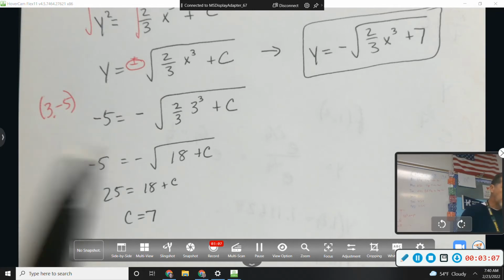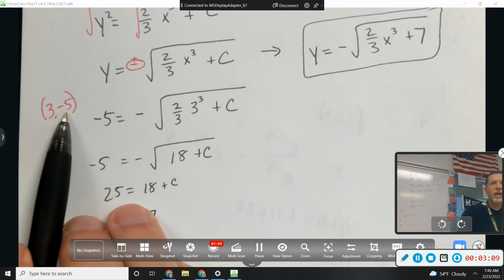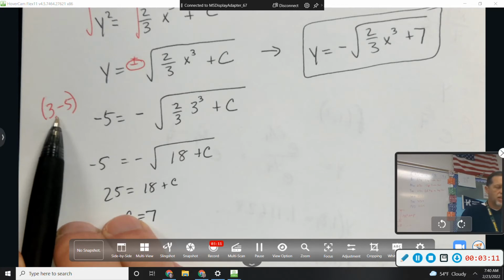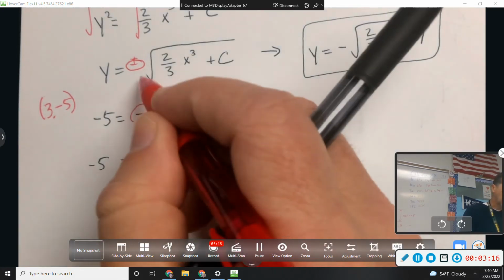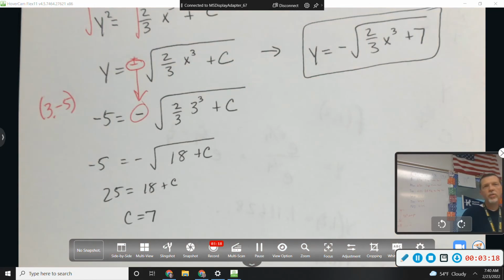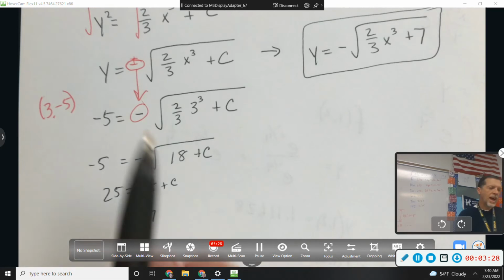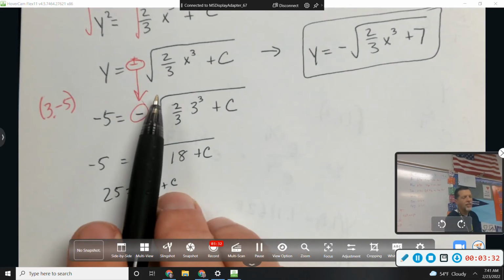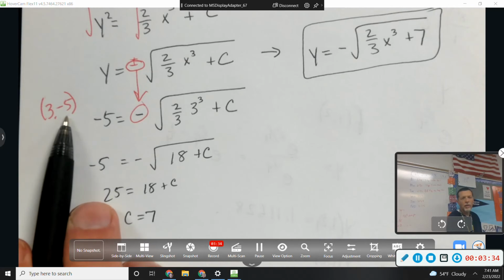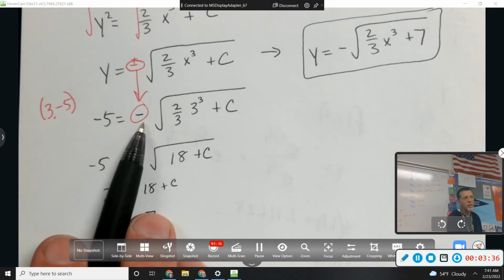Because my y value was negative, the only way I was going to get negative 5 for an answer is if we picked the negative square root. It's always just dependent on the y. So it doesn't happen often. There has to be a square root for it to matter. And then for you to even have to think about it, the y would need to be negative for you to worry about it.